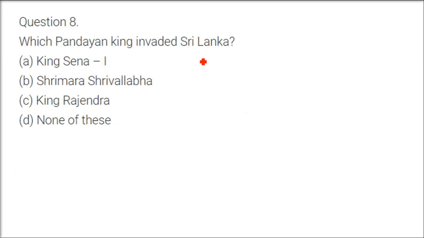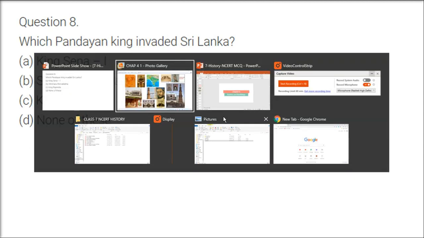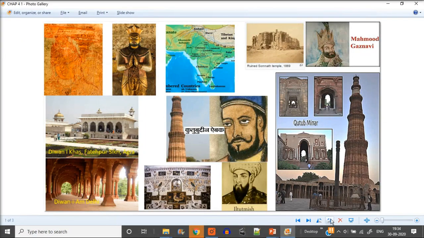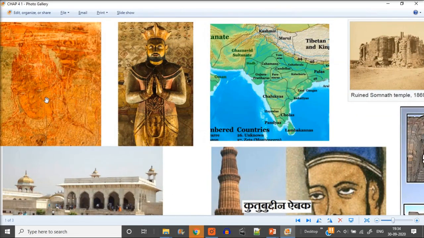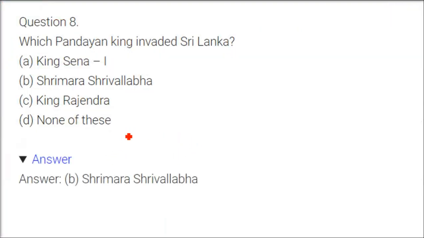Which Pandyan king invaded Sri Lanka? So the Pandyan king who invaded Sri Lanka, let me show the picture. It's not very clear, but this is what I got. Let me just expand it. So here you see, he is Shrimar Shivallabh, and he is the king from the Pandyan regime, and this other one is Sri Sena, and he is from Sri Lanka. So he is Sena 1, and mainly the monasteries and the gold Buddha, they took.